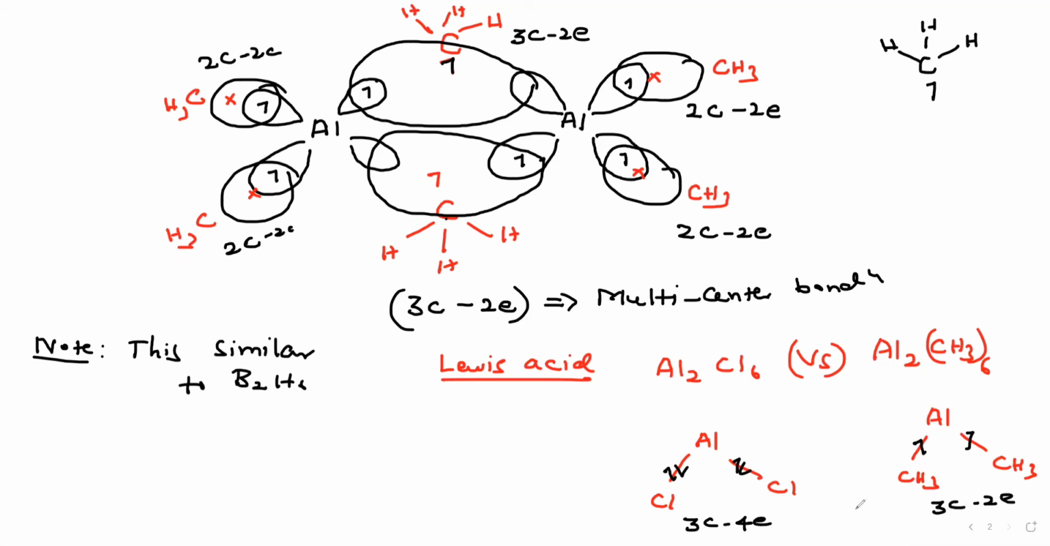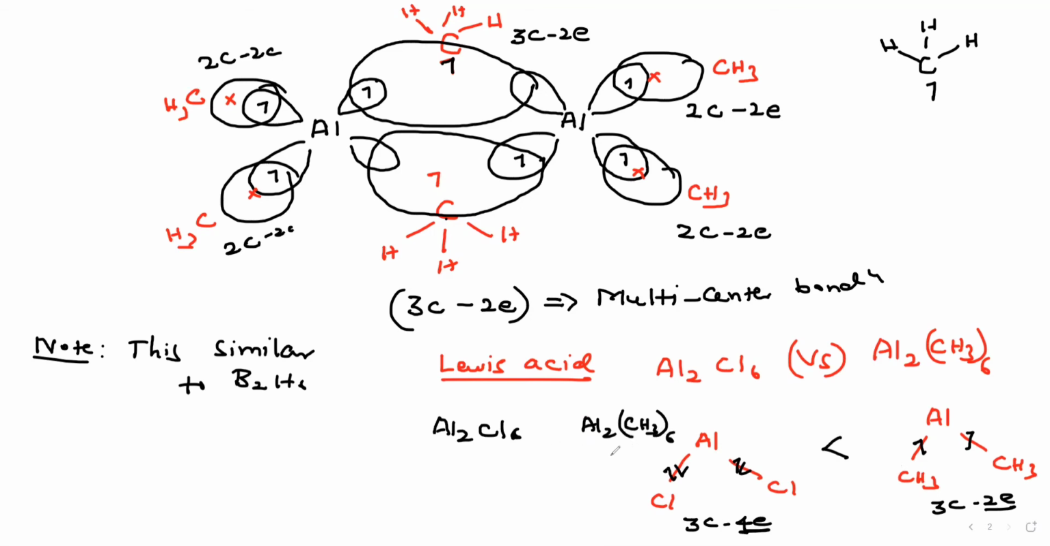Therefore, which is electron deficient? This one has only 2 electrons. This one has 4 electrons, right? Therefore, this is more electron deficient. Therefore, in the case of Al2Cl6 and Al2(CH3)6, which is the electron deficient molecule?